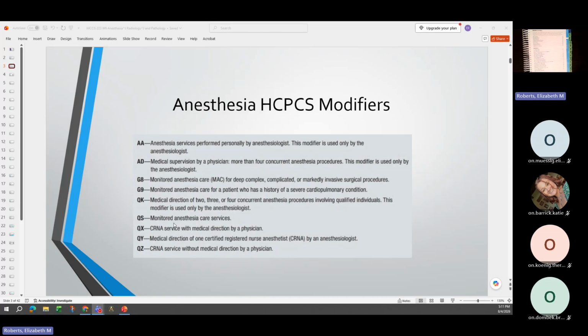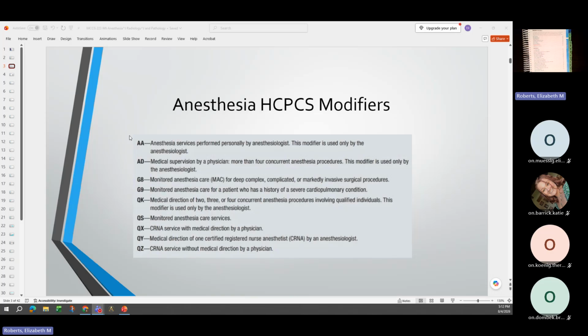So that's monitored anesthesia, that's MAC care. QY is medical direction of 1 certified registered nurse anesthetist by an anesthesiologist. And QZ is a CRNA service without medical direction by a physician. So anyways, just pay attention to who performed the service, whether or not it was monitored by a physician. If you're billing for the physician portion, then you have to identify how many different anesthesia services that physician was monitoring, right? And all of that should be documented.